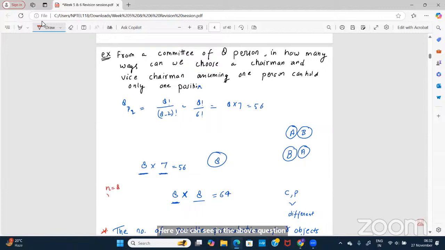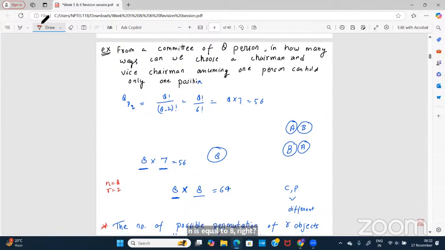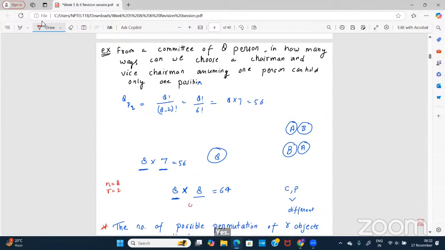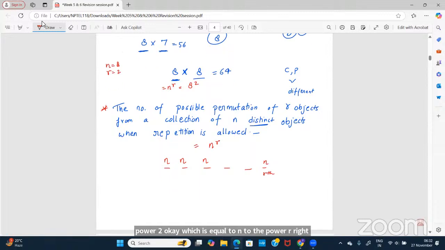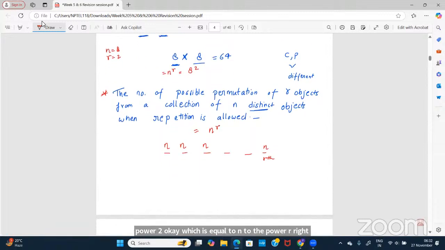Okay, and r is equal to 2. So when repetition is allowed, it is 8 to the power 2, which is equal to n to the power r, right? So when we can repeat the things, it will be n to the power r. Is it clear now?